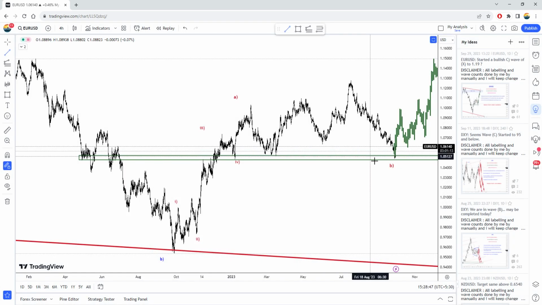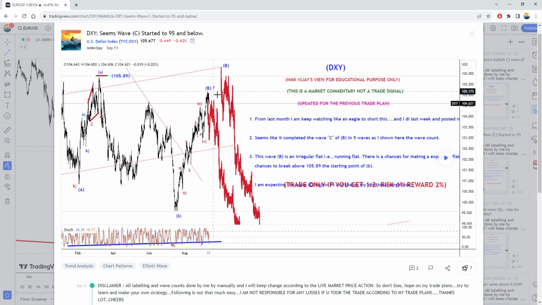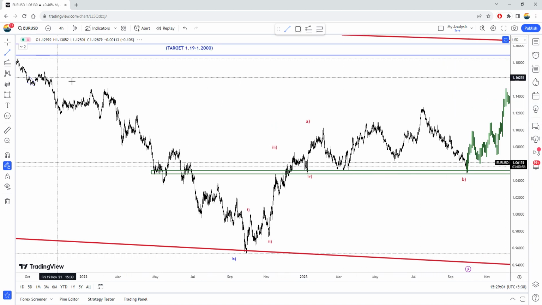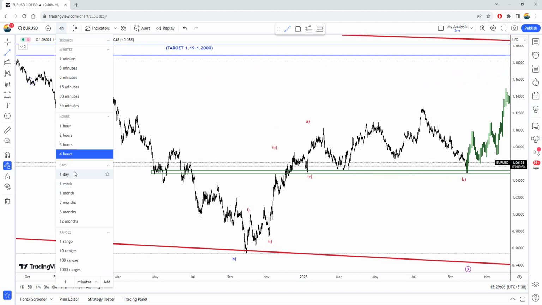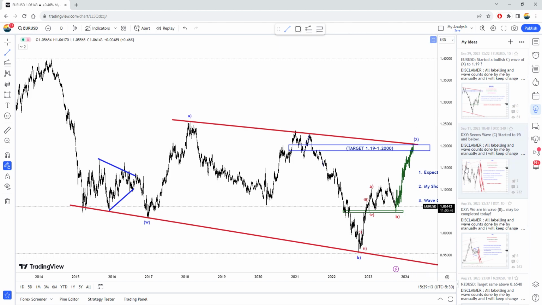So what will be next here? It is once again DXY, which I already shared here before it moved. So be careful in dollar buying. I'm in selling, and I'm looking for this kind of pattern here in Euro USD. So let's move on to the next one.